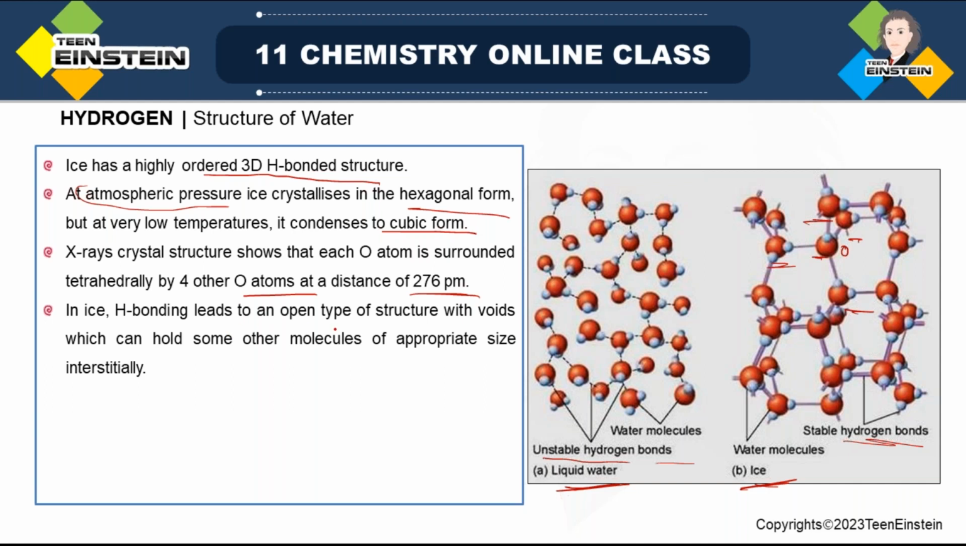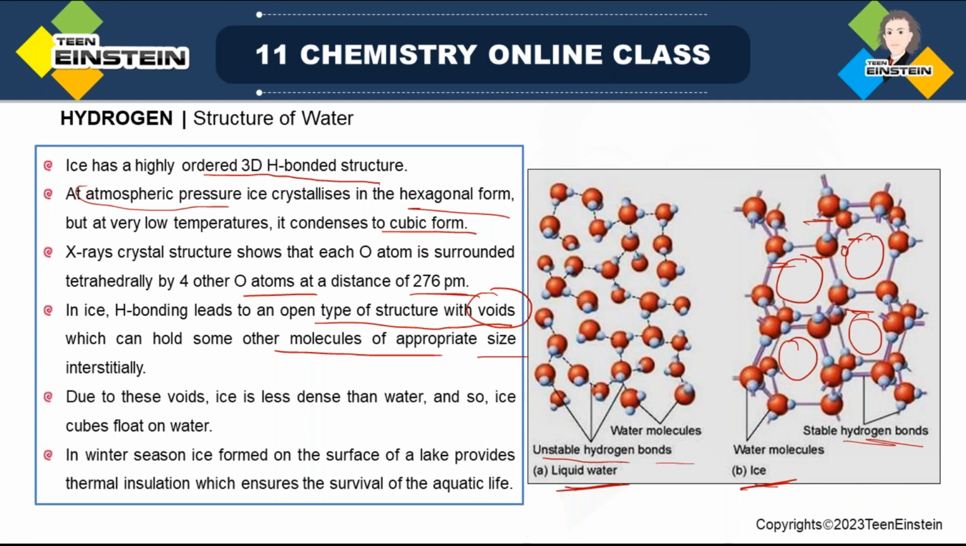In ice, hydrogen bonding leads to an open type of structure, and there is the presence of voids. See, these types of voids are present here. This type of void is not present when the hydrogen bonding is in the liquid phase. Because of these voids, it can hold some other type of molecules interstitially, if they match the size of the voids. Because of this void, this is the actual reason why ice has lesser density compared to water, and this is also the reason why ice cubes float on water.